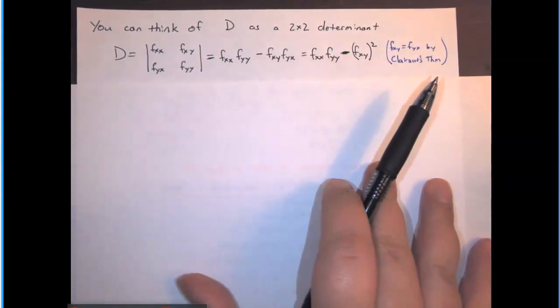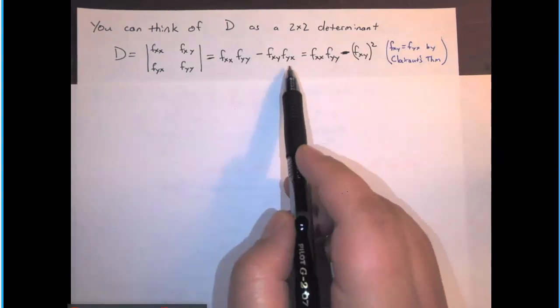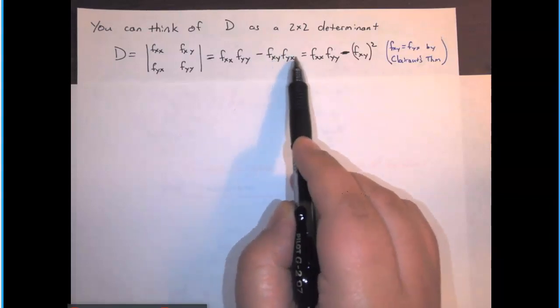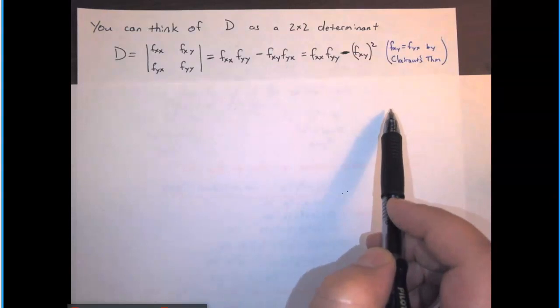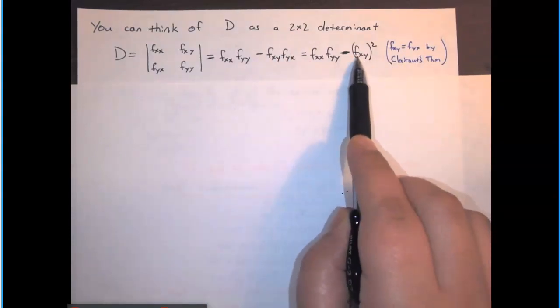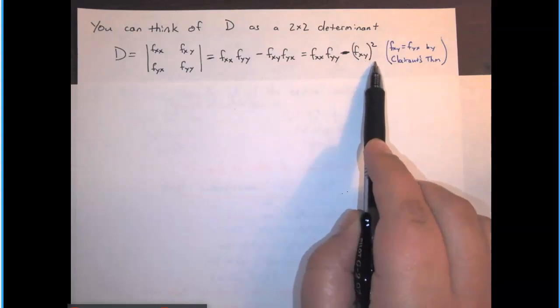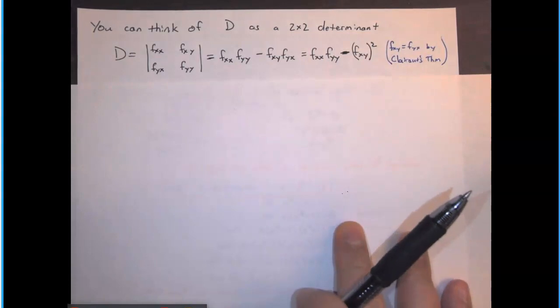Now we assumed that the second order partials of this function were continuous. If I have continuous partial derivatives, then the order I take the partial derivatives doesn't matter. These two are exactly the same. That's Clairaut's theorem. So then I can rewrite this as the mixed partial squared, the partial derivative with respect to x and then y, squared. And this is exactly the discriminant. So it's another way to calculate it.